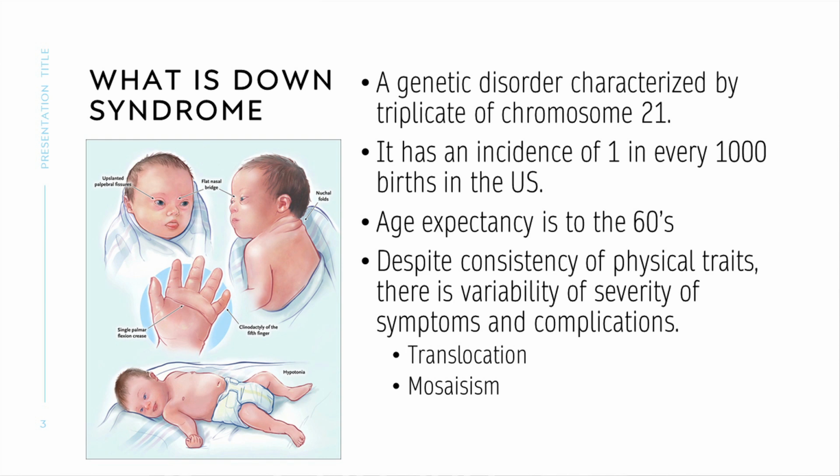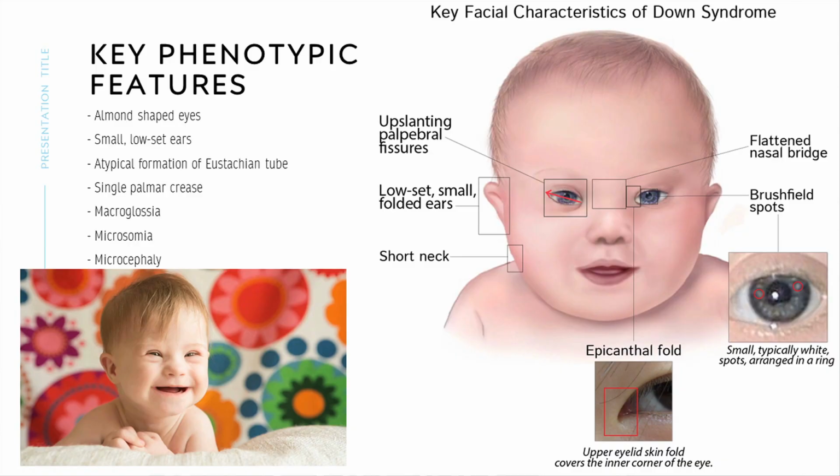Despite the consistency of physical traits, there can be some variability in the overall symptoms and complications related to individuals with Down syndrome. The vast majority being full trisomy 21. There's a smaller percentage of patients that can have a translocation mutation or mosaicism, where not 100% of their cells actually have the triplicate of chromosome 21. That's less than 10% of all cases, though, the majority being true triplicate of chromosome 21, hence the consistency of phenotypic features.